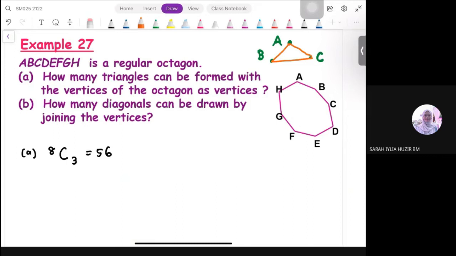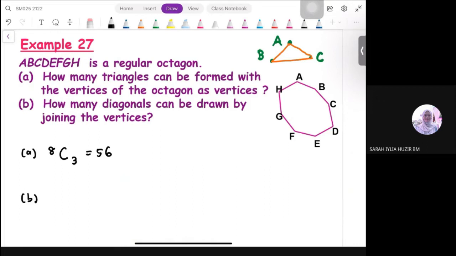Oh, sorry. 6 triangle nanti. ABC, satu triangle. BAC, satu triangle. CAB, satu lagi triangle. Padahal triangle yang sama kan? Okay, sebab tu kita kena guna C kat sini. Combination. Tak kisah mula kat titik mana, we still obtain the same triangle. So, we cannot use permutation. Okay. So that's for part A. Now, part B.